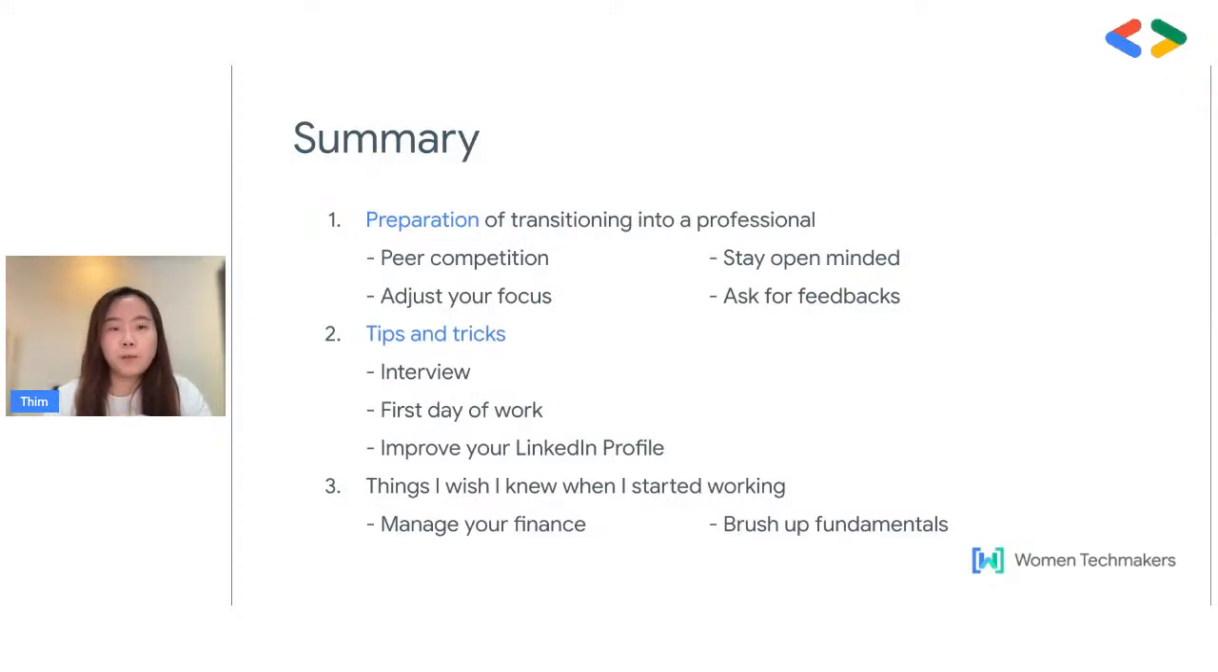So that's about it for my sharing session. I'm going to quickly summarize the points that we have gone through. Firstly, we talked about the preparation of transitioning into a professional. We talked about peer competition, that you don't have to feel defeated when you don't get the job while your peers did. Instead, you have to get more exposure and stay open-minded. You have to be perceptive to new ideas and adjust your focus. You cannot think like a student anymore. You have to think from a business perspective. And last but not least, you ask for feedback whenever you think it's time to.